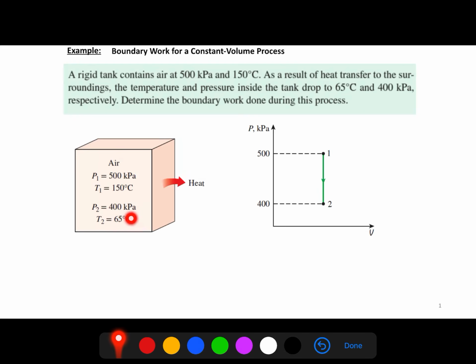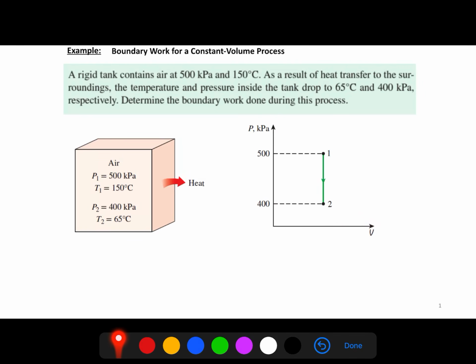What we need to do is calculate the boundary work. I discussed work and heat transfer in my previous video. So here we need to calculate the boundary work done during this process. If we start solving this problem, let's look at this PV diagram, where we just sketched what is happening. This vertical axis is the pressure. If we go up, that means pressure is increasing. This is the volume, and volume is increasing this way.